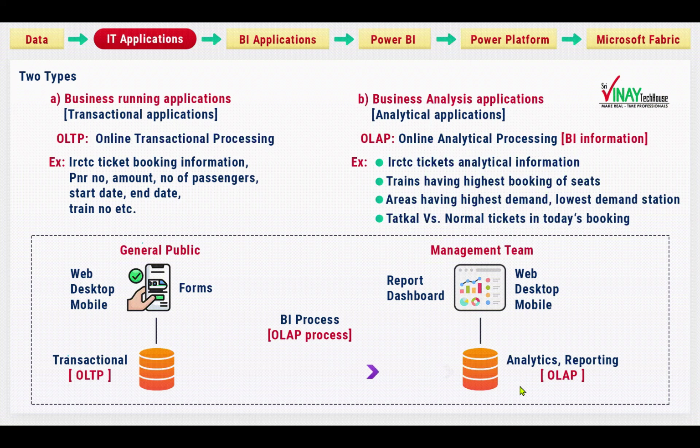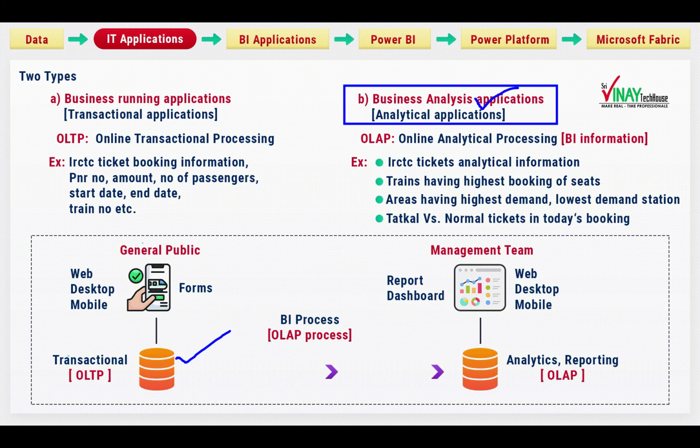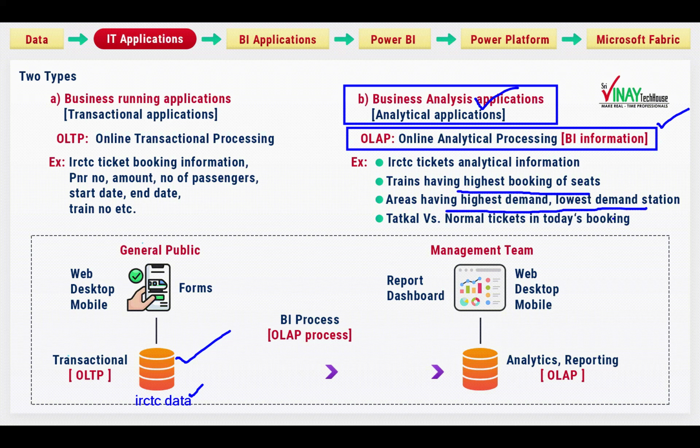This transactional data will go to analytical, and finally a report or dashboard is created. And this is for the management team to analyze. So those applications are called business intelligence applications, providing your business intelligence data. Some people say online analytical processing applications. Assume IRCTC data is available here. And today, Tatkal, how many trains have the highest booking? How many trains have the lowest booking? Normal versus Tatkal. If you want to analyze this kind of information, this is called business intelligence information. Some people also call it analytical information.